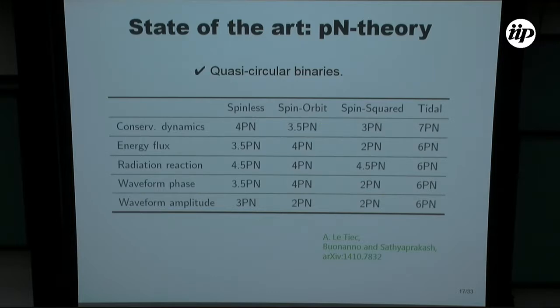And higher spin interaction terms are also computed to 3 pn. And it's the same for the energy flux, the radiation reaction force in the equation of motion. And also we can compute how high we can go for the waveform phase and waveform amplitude and so on.